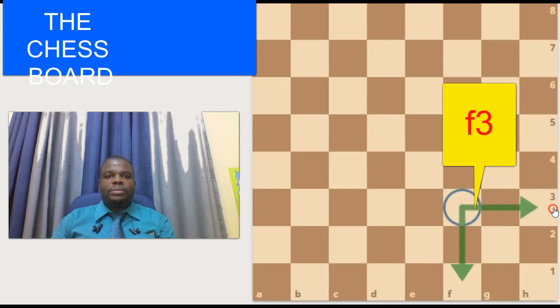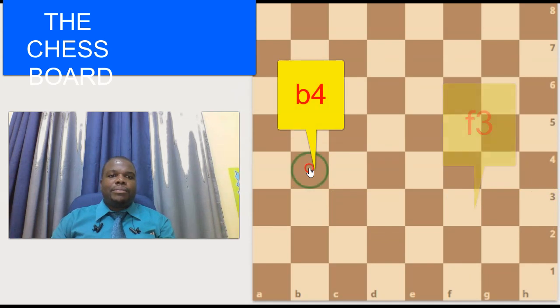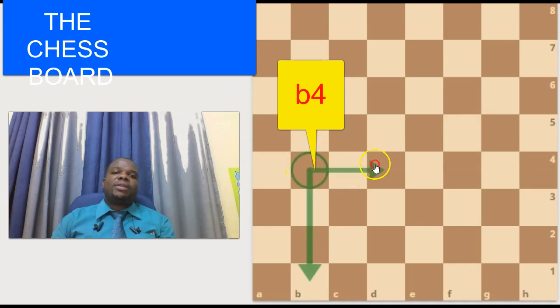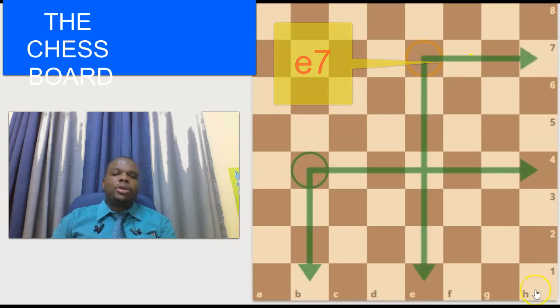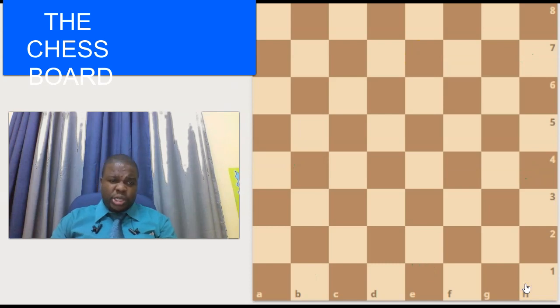Alright, very easy. This one is called B4 because it's on the B file and it's on the 4th rank. Very simple to catch. This square is called E7 because it's on the E file and it's also on the 7th rank. Right? So that's pretty much it and how to name a square.